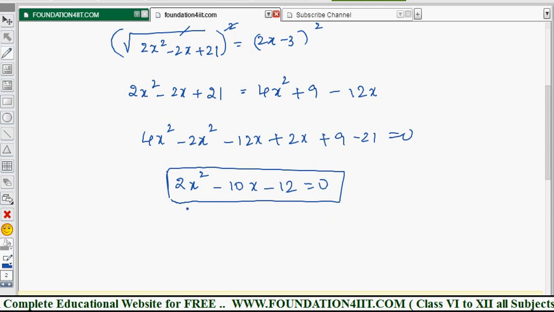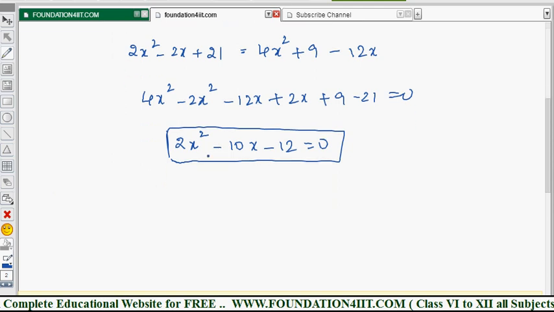Now we can simplify more if we take 2 common, because all 3 terms are divisible by 2. Now if you simplify, x square minus 5x minus 6 is equal to 0. 2 we took common, and 0 by 2 is 0. Make any quadratic equation into its simplest form if possible. Now minus 6 is the constant and the middle term is minus 5. We need factors of 6 that give minus 6, so minus 6 into plus 1.